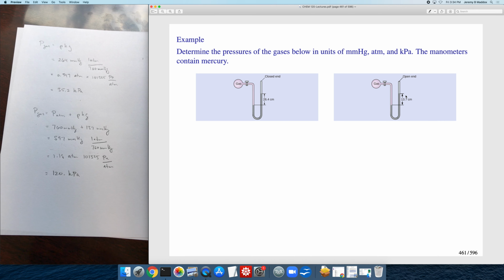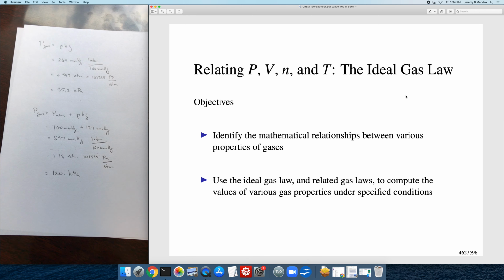Okay, so this problem illustrates how to use the manometer equations that we saw on the previous slide. So with that, I'm going to go ahead and stop this video, and we'll talk about some gas laws in the next one.